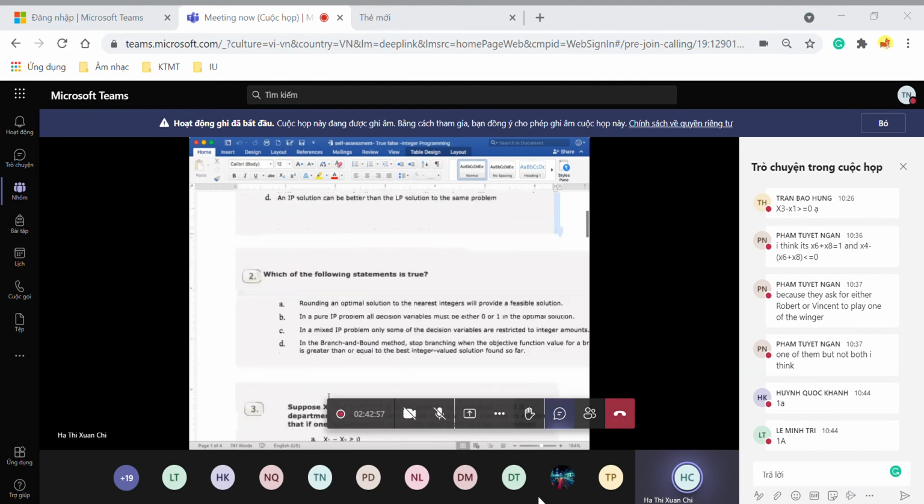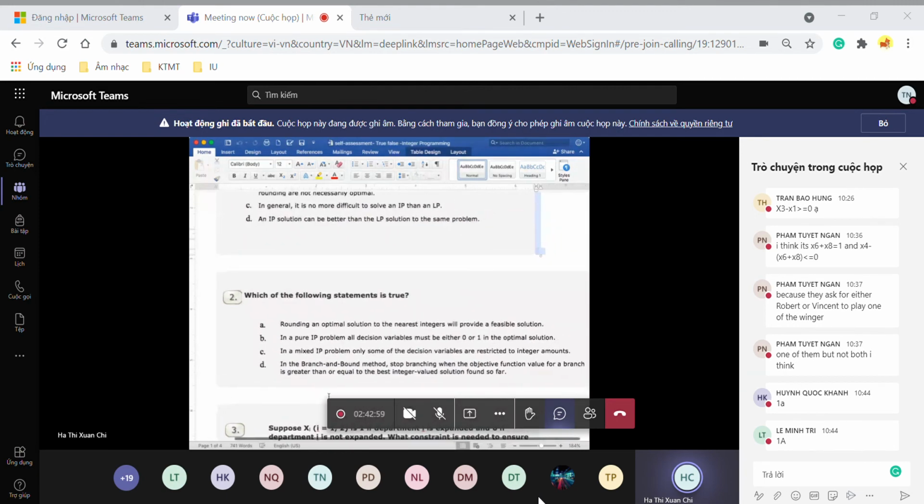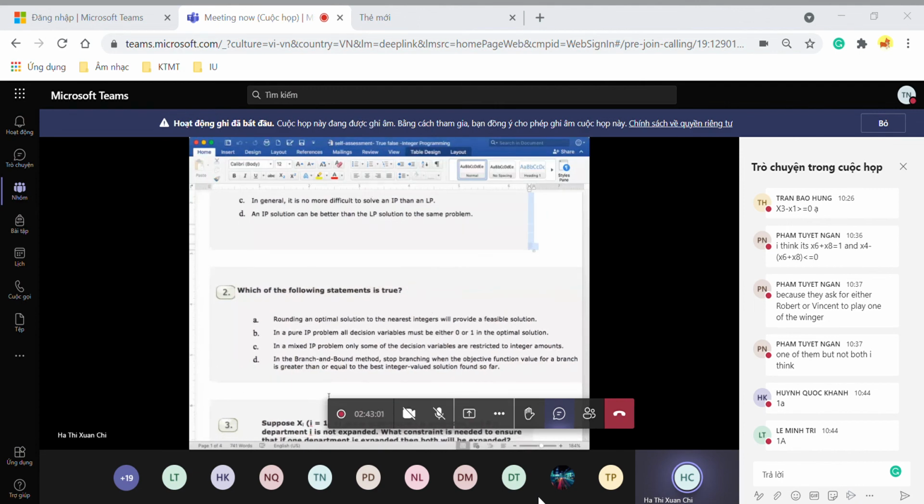So for question 2, which of the following statements is true? Rounding an optimal solution to the nearest integer will provide a feasible solution. In a binary IP problem, all decision variables must be either 0 or 1 in the optimal solution. Okay, I'll let you read that and select the answer.